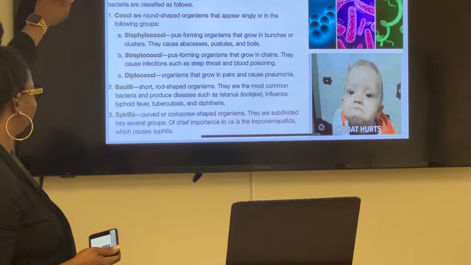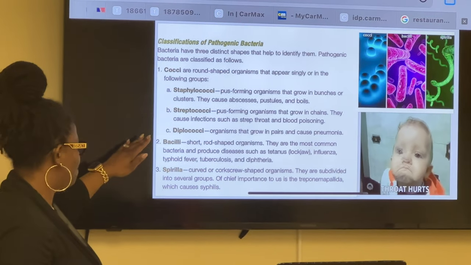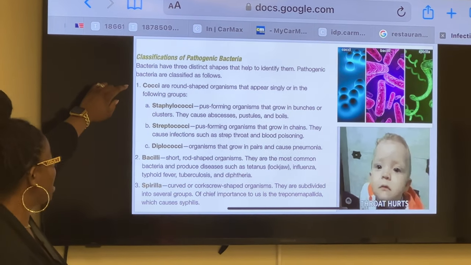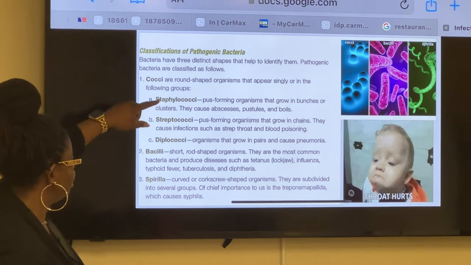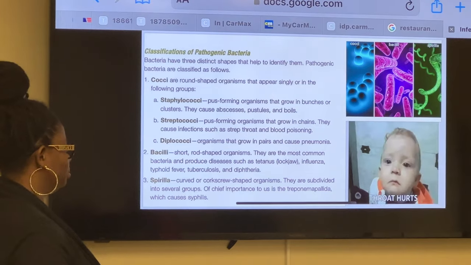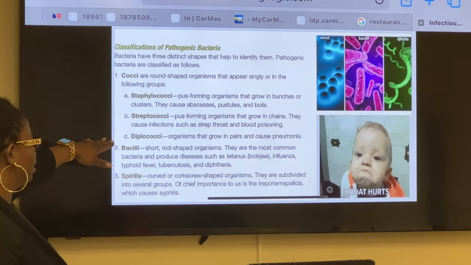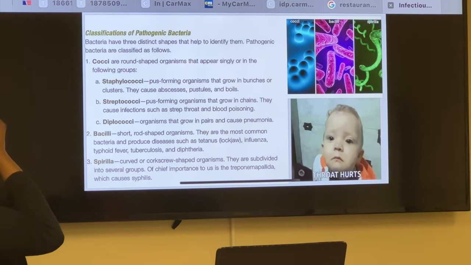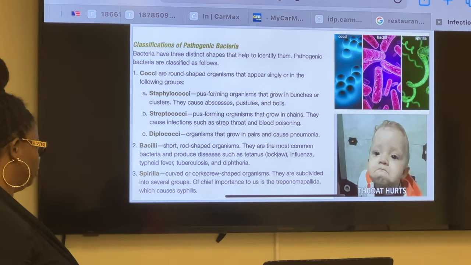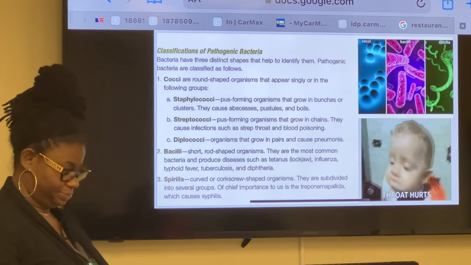Diplococci, all of those are cocci. And then we have the bacilli and spirilla. So the cocci cause abscesses, boils, and pustules. That's the staphylococci. The streptococci cause strep throat. My boy got strep throat. His throat hurt. And the diplococci grow in pairs and cause pneumonia. The bacilli cause tetanus, like lockjaw, flu, typhoid fever, tuberculosis, and diphtheria. And then the spirilla cause syphilis.